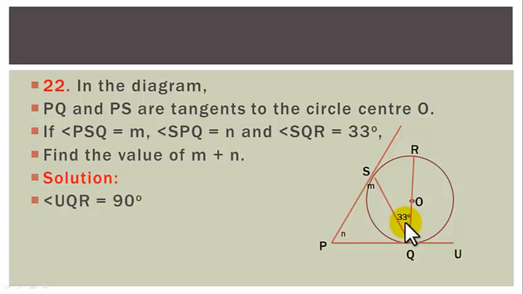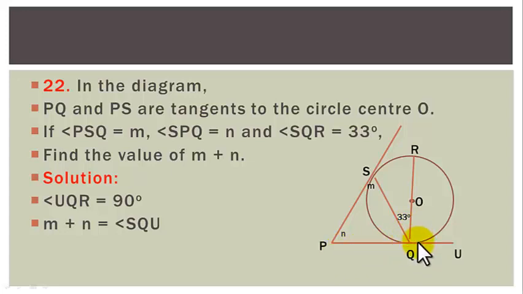Solution. Angle UQR is 90 degrees. That is, this angle is 90 degrees, since this is a tangent and this line is the diameter of the circle. The diameter or the radius is always perpendicular to the tangent at the point of contact. Therefore, M plus N will be equal to the whole of this angle.